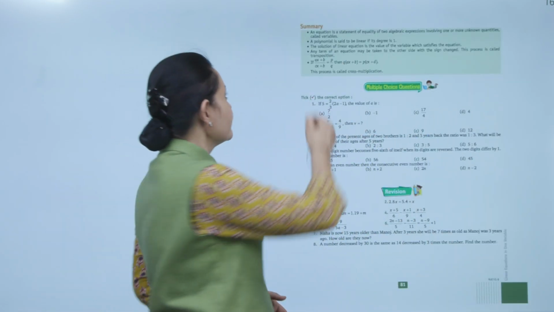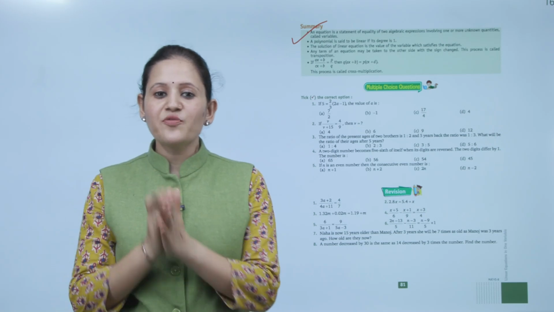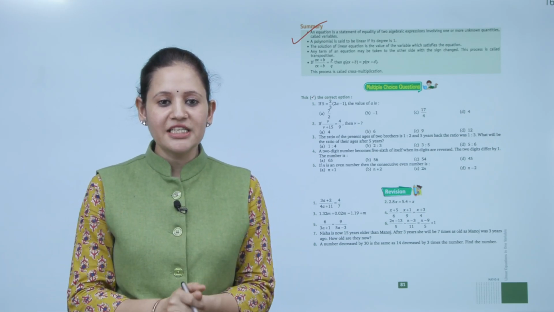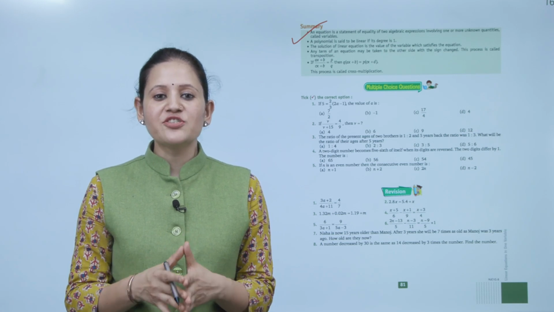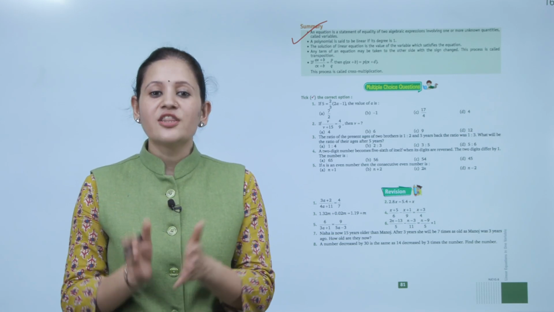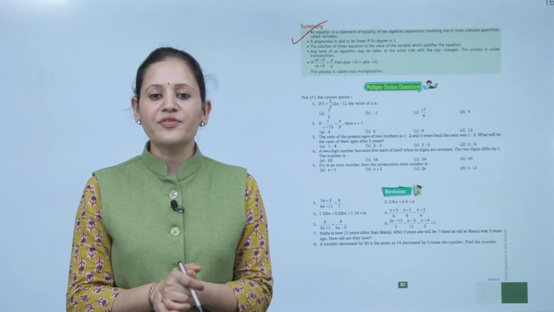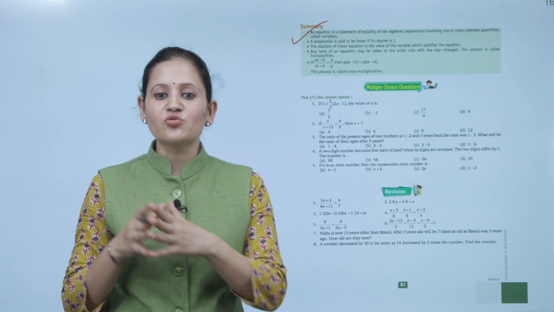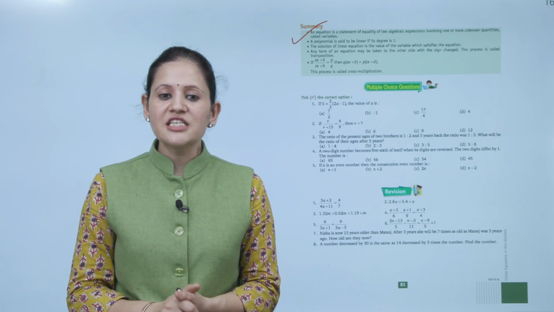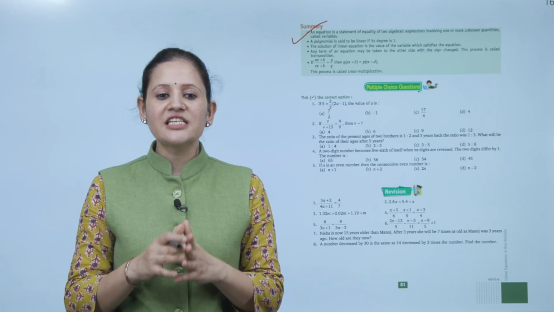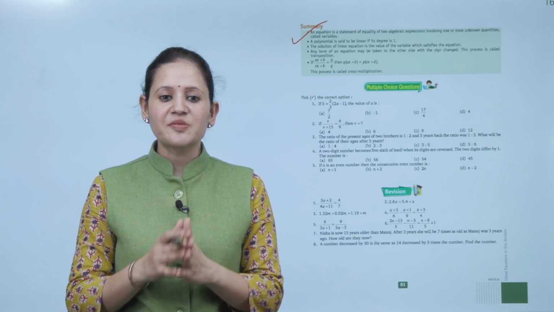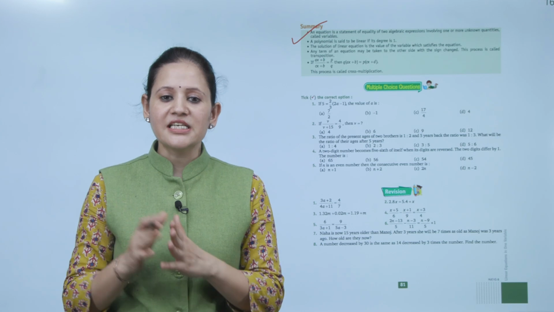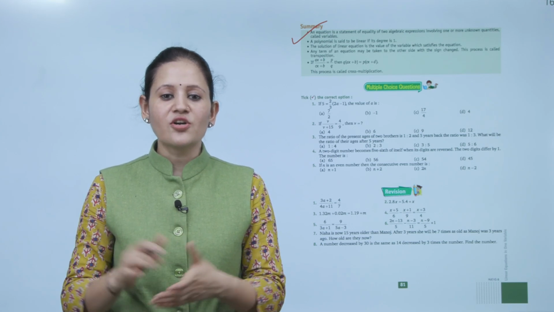Next is summary. An equation is a statement of equality of two algebraic expressions involving one or more unknown quantities called variables. A polynomial is said to be linear if its degree is 1. The solution of a linear equation is the value of the variable which satisfies the equation. Any term in the equation may be taken to the other side with a sign change. This process is called transposition. If (ax plus b) upon (cx plus d) equals p upon q, then q into (ax plus b) equals p multiplied by (cx plus d). This process is called cross multiplication.